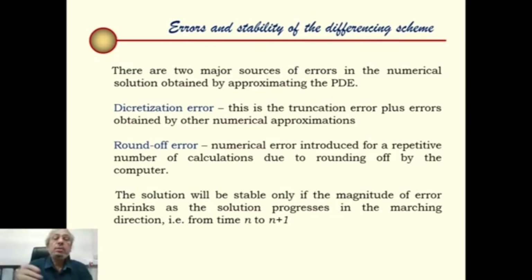There are two major sources of errors in the numerical solutions obtained by approximating the partial differential equation. Discretization error, this is the truncation error plus errors obtained by other numerical approximation, obviously the numerical scheme. Round off error, these are numerical errors introduced for a repetitive number of calculations due to round off by the computer. The solution will be stable only if the magnitude of error shrinks as the solution progresses in the marching direction, that is from n to n plus 1. The errors should reduce, or in the worst case stay at the same level. Otherwise, error will blow up in repetitive calculations.